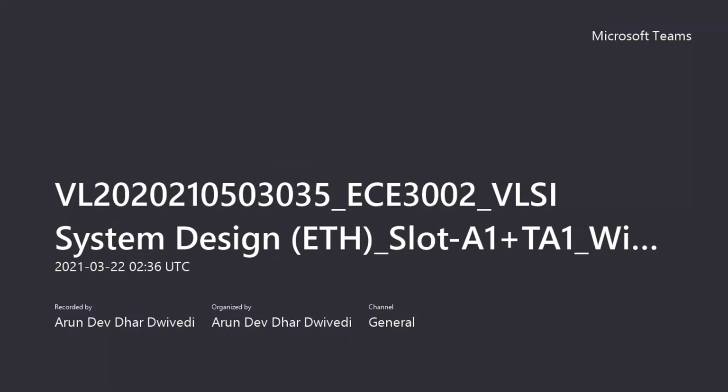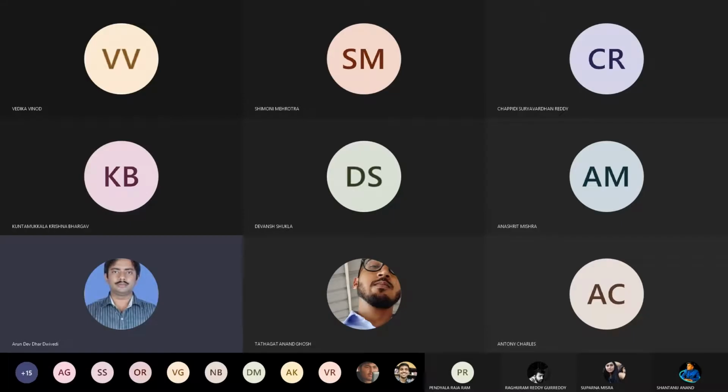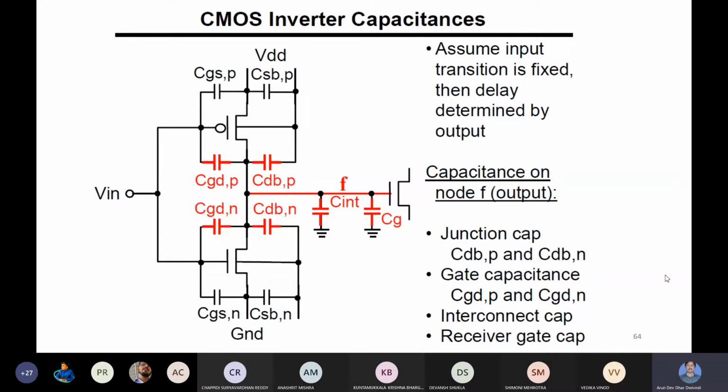LSI system design theory course. So we are now studying the performance of the CMOS inverter and other digital circuits. First example is the inverter circuit. If we understand that, then we can analyze the others.